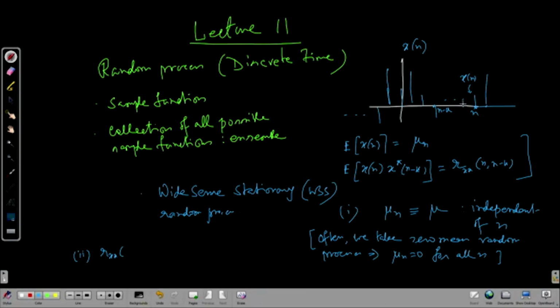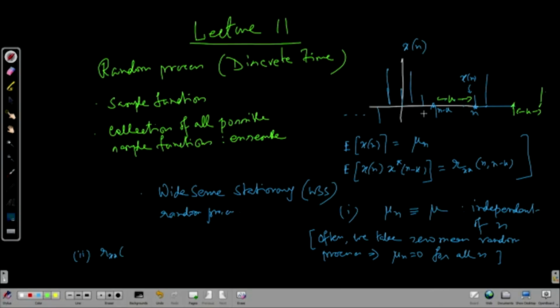If they are close by, correlation is naturally expected to be higher. If they are far away, correlation is supposed to be less. So, it should depend on just the gap. Whether I take these two samples or two samples here, if the gap is k between these two samples, correlation should not change, because correlation should depend only on the gap, not on the absolute locations.